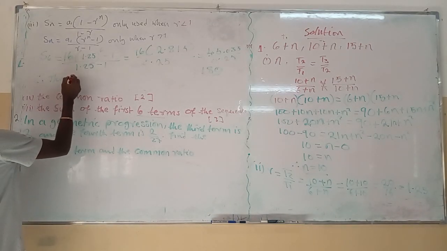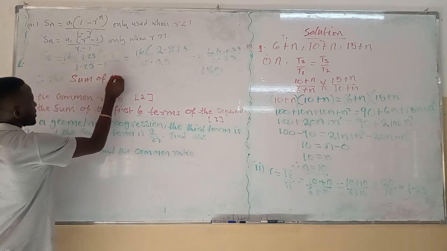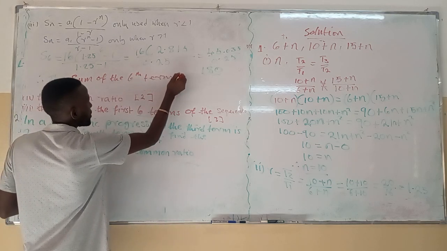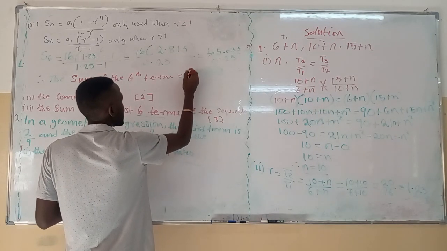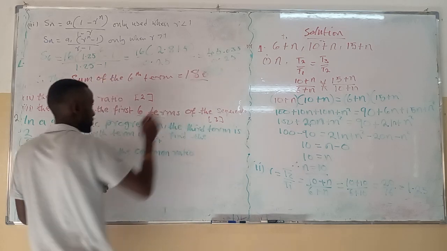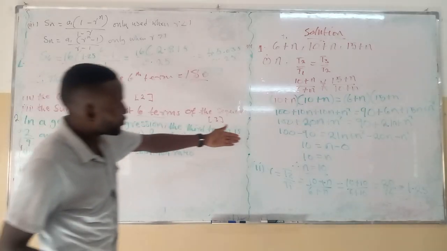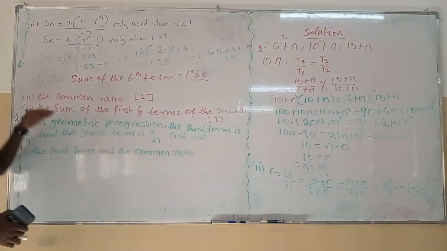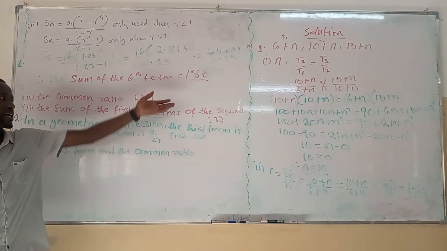So the sum over the 6 terms is equal to what? 180. So we have found the sum of the 6 terms. That is how you work out the sum. We have found the value of n, and we have found the common ratio, and now we have found the sum, which is 180. So this is how you work out this simple question.